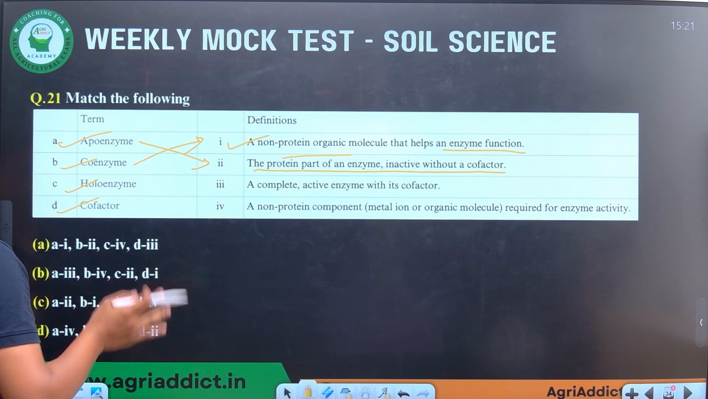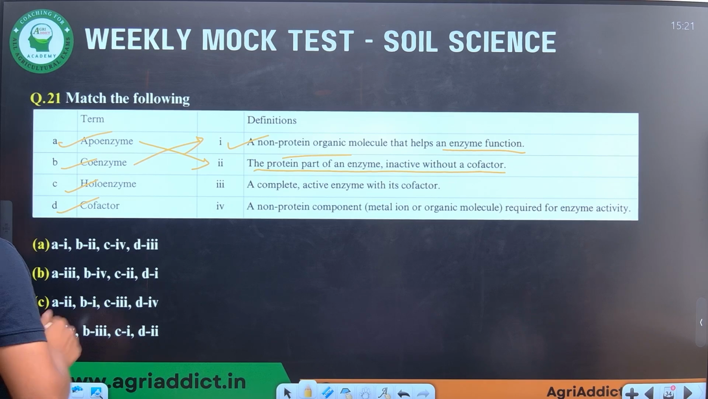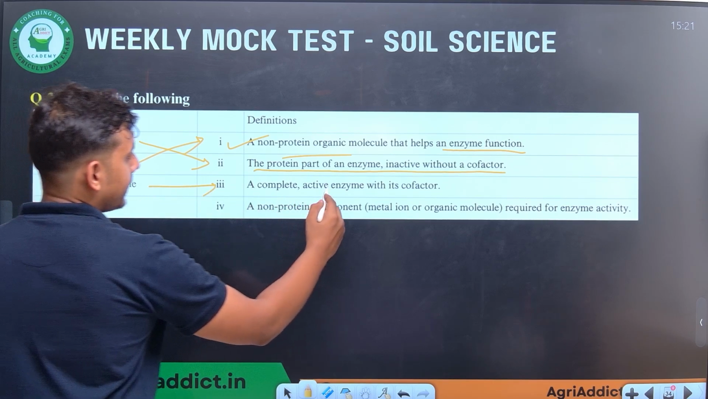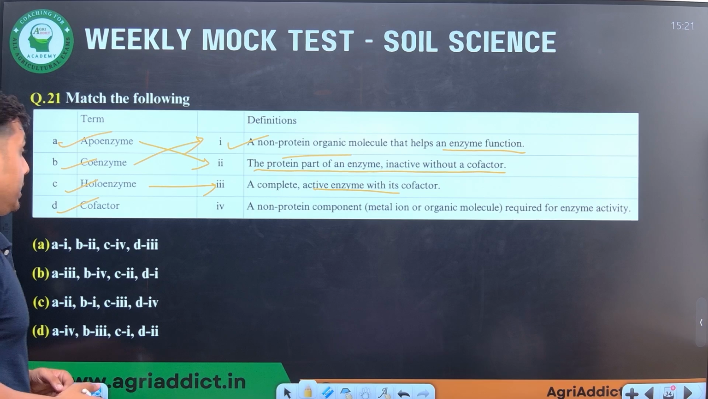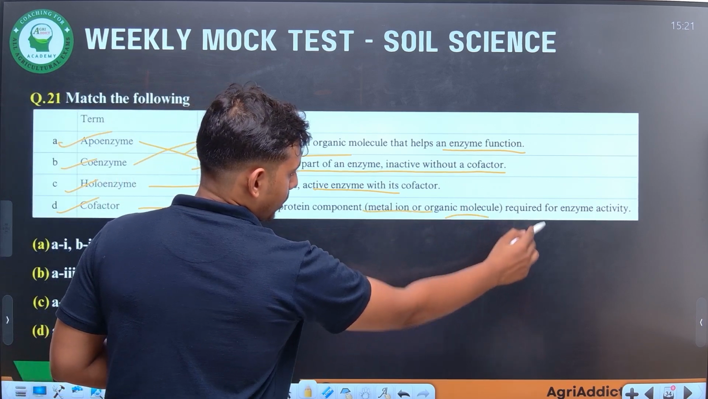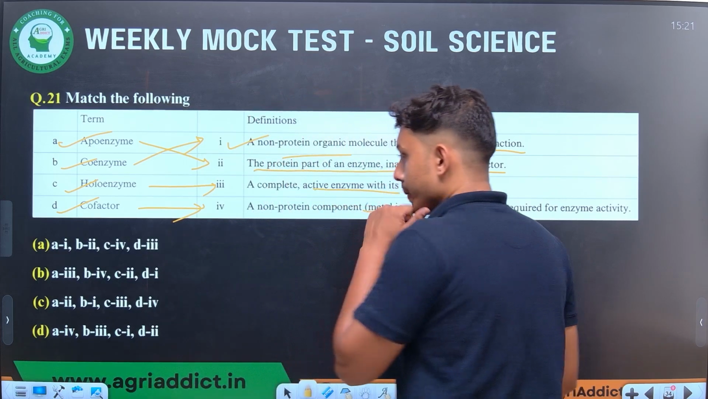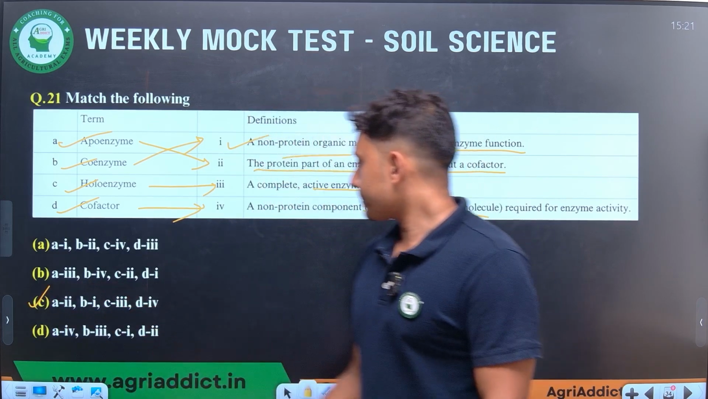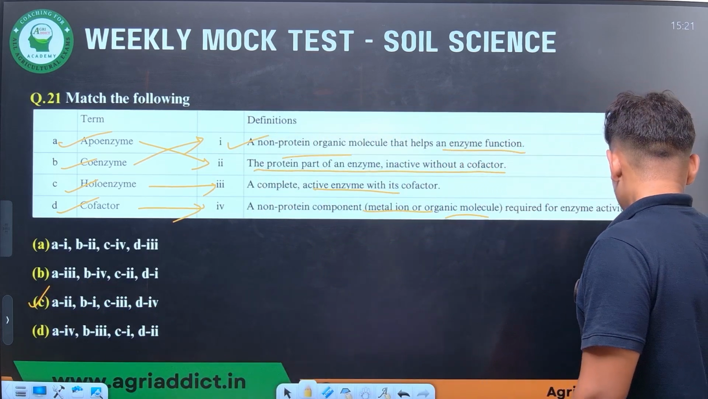What is holoenzyme? The complete. When it is complete, then it is holoenzyme. Complete active enzyme is holoenzyme, and cofactor is the non-protein part: metal ion, organic molecules. So option C will be correct.